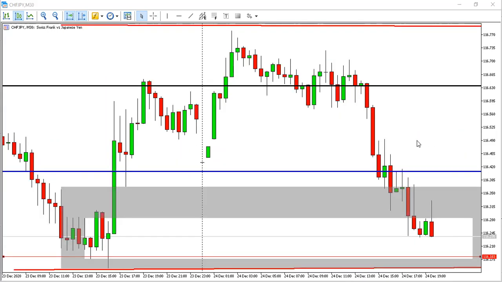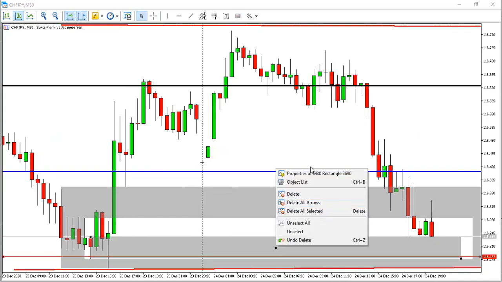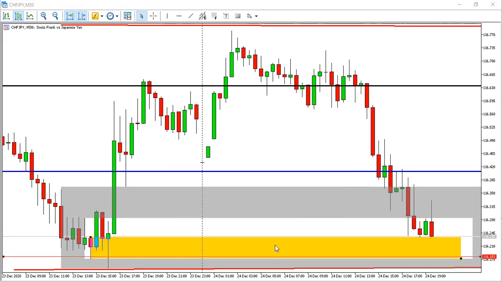Let's see 30 minutes. Now on 30 minutes, we notice we have another order block here. Let me change the... We have another order block there, sitting there. So that being said, let me look at our stop.